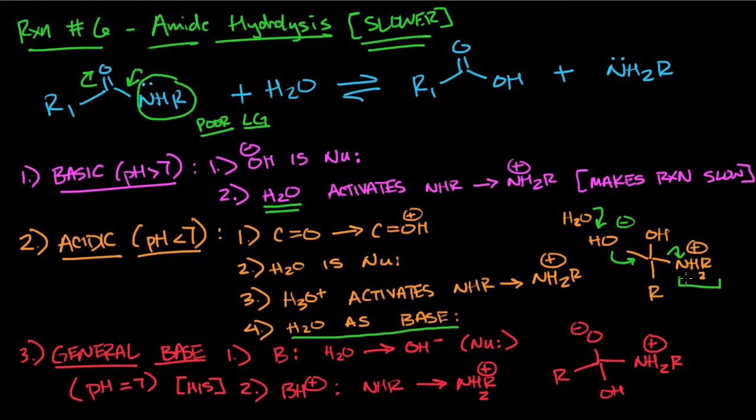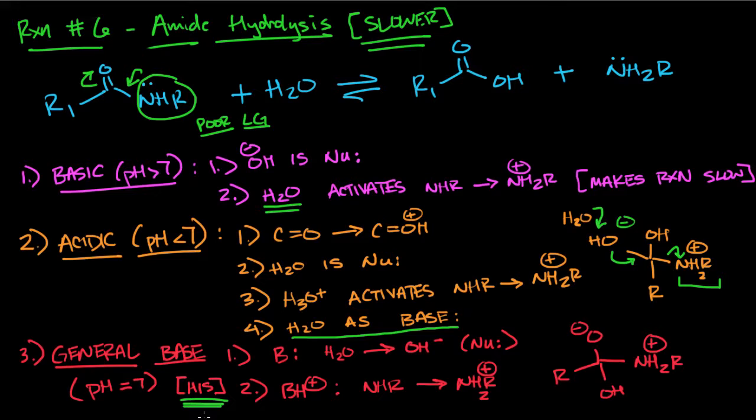It's going to be faster than basic conditions, but it's still going to be pretty slow compared to ester hydrolysis. And the third type of situation you want to deal with is general base catalysis, and this is what you do if your pH is equal to 7. The most common amino acid I would pay attention to and be able to draw for this would be histidine, because remember, its pKa is around 7, so the histidine residue could be protonated or deprotonated, and that's actually what we want to happen around a pH of 7.